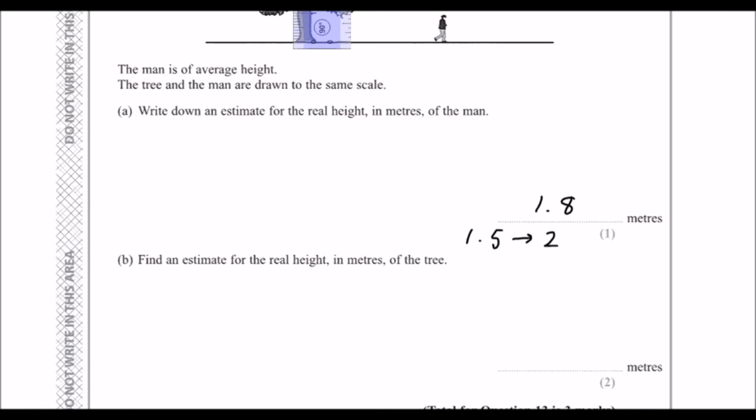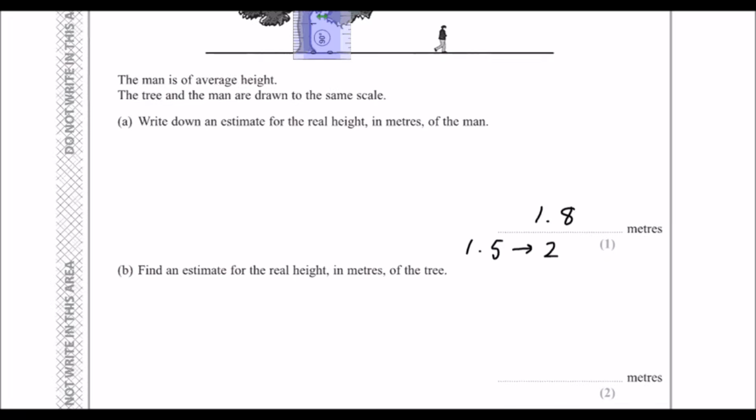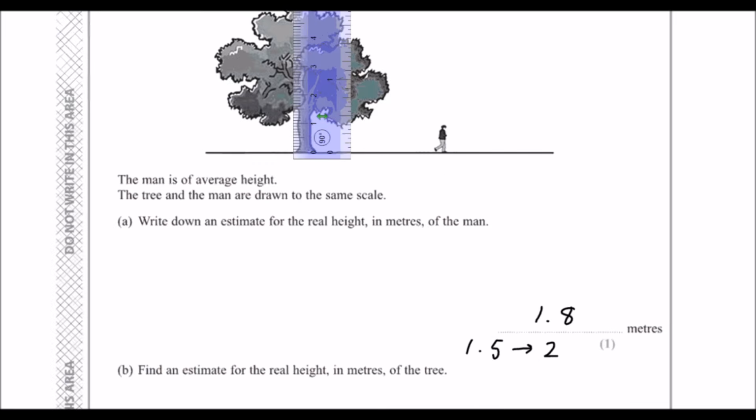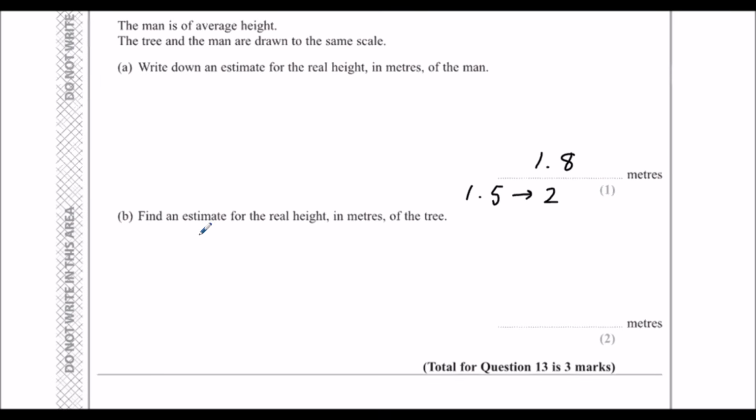So I'm going to multiply my answer in part A by, I'm going to say 5, but 5 or 6 would be okay. So it's only an estimate, so I'm going to say it's closer to 5 than 6, so I'm going to multiply by 5. So 1.8 multiplied by 5, and obviously if you use a different number in part A, you'd use a different number here in part B.